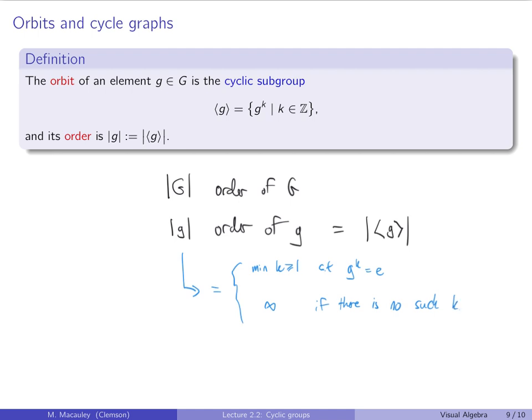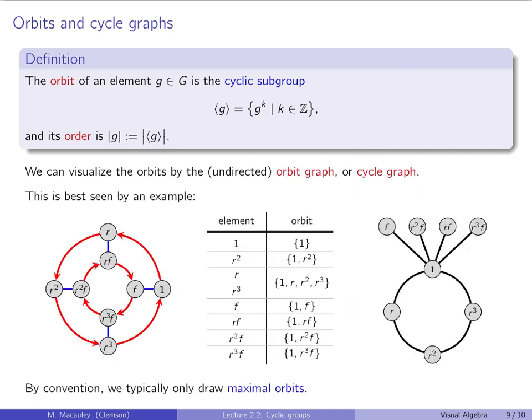And I think the term orbit is indicative of the fact that if you think about a Cayley graph and you just map out powers of g, it looks circular, or you can think of it as circular. It's an orbit. We can visualize all of the orbits in a group by the undirected orbit graph or cycle graph. This is best seen by an example.